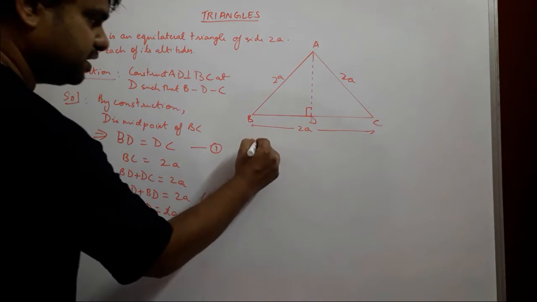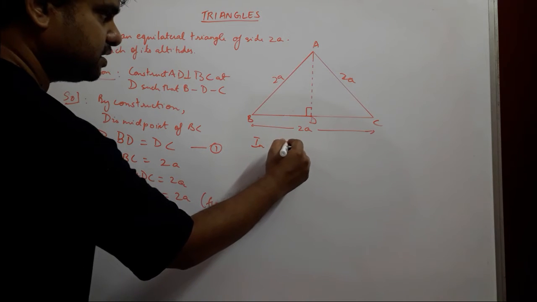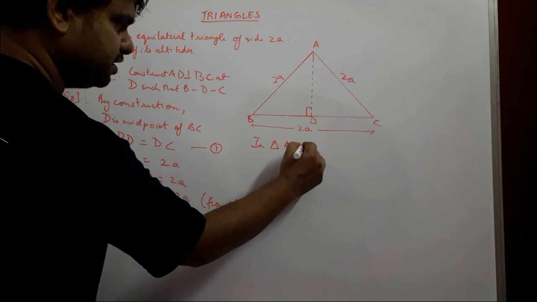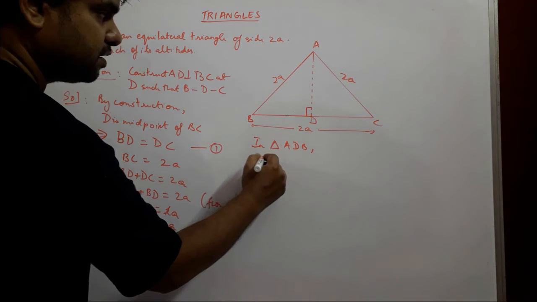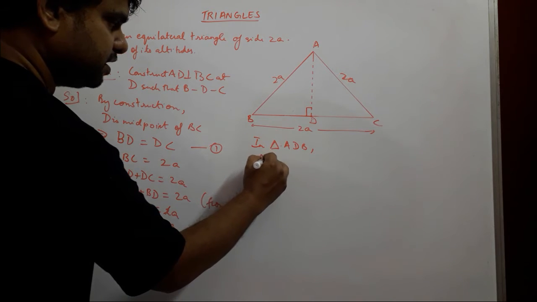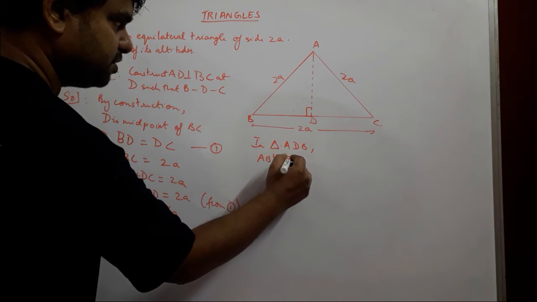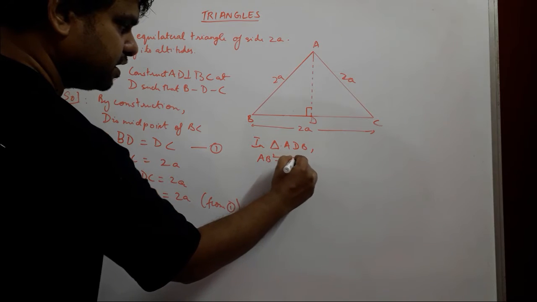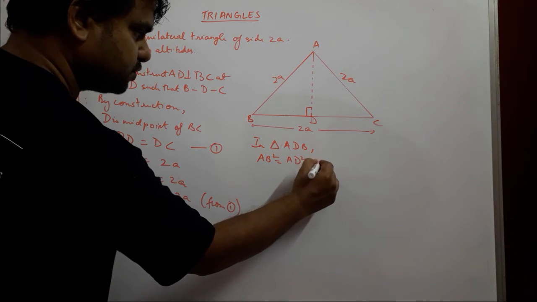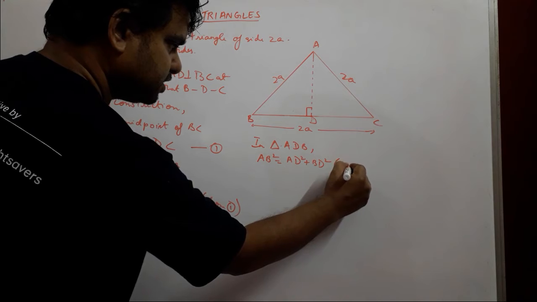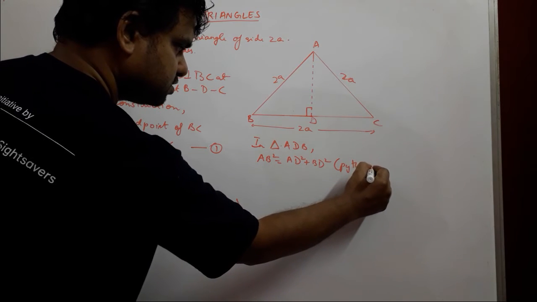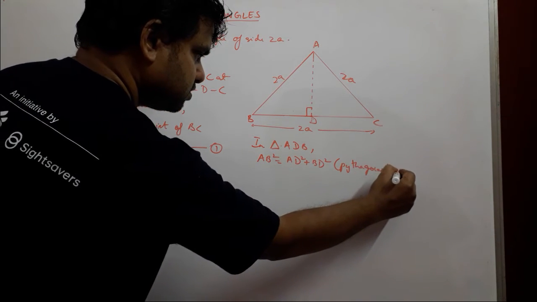Now you can say in triangle ADB, AB square can be written as equal to AD square plus BD square by Pythagoras theorem.